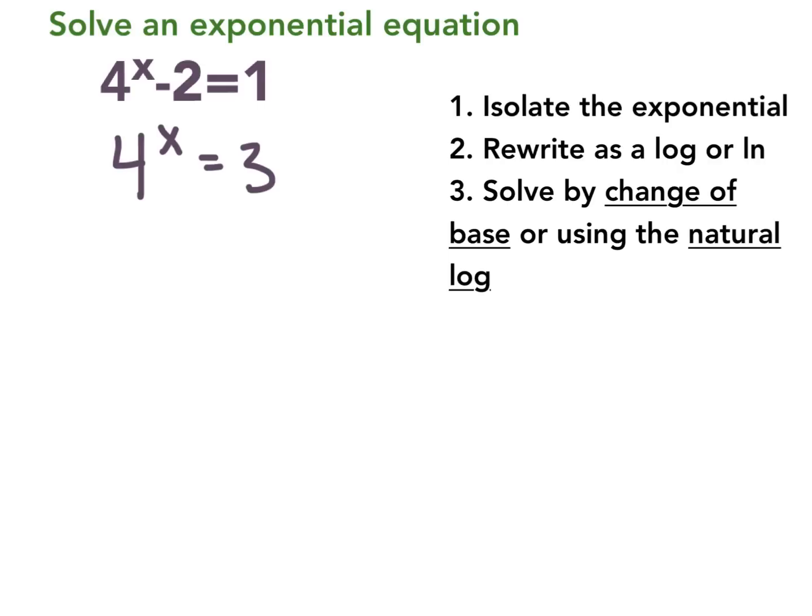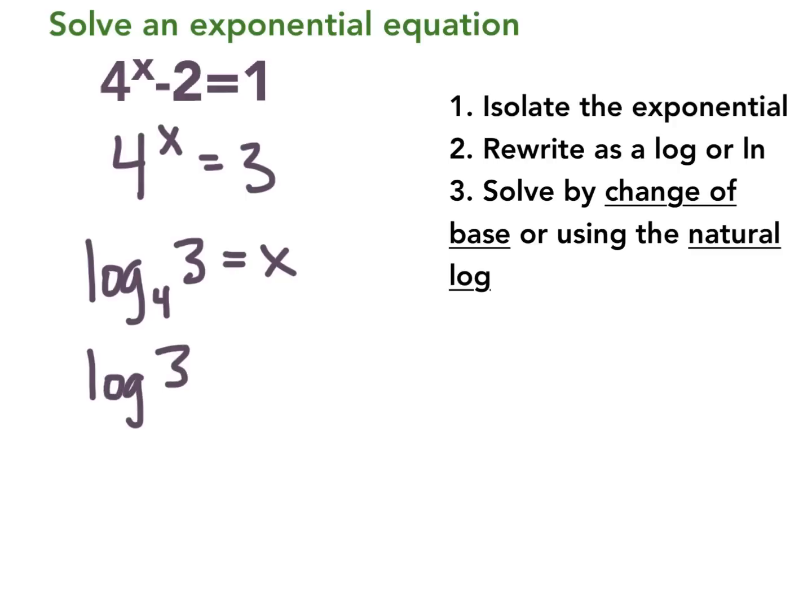Next, we're going to rewrite as a log or a natural log. We'll use natural log whenever we have e. So if I want to rewrite this as a log, this would be log base 4 of 3 is equal to x. Now I can just solve by using change of base. Change of base tells me that log of 3 over the log of 4 will equal x. And finally I plug that into the calculator and I would get x equals 0.792.